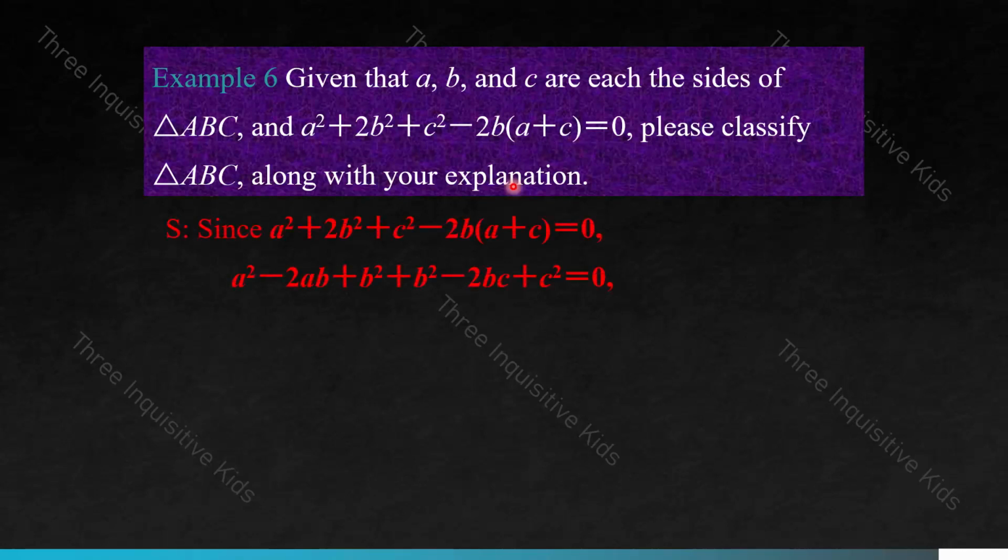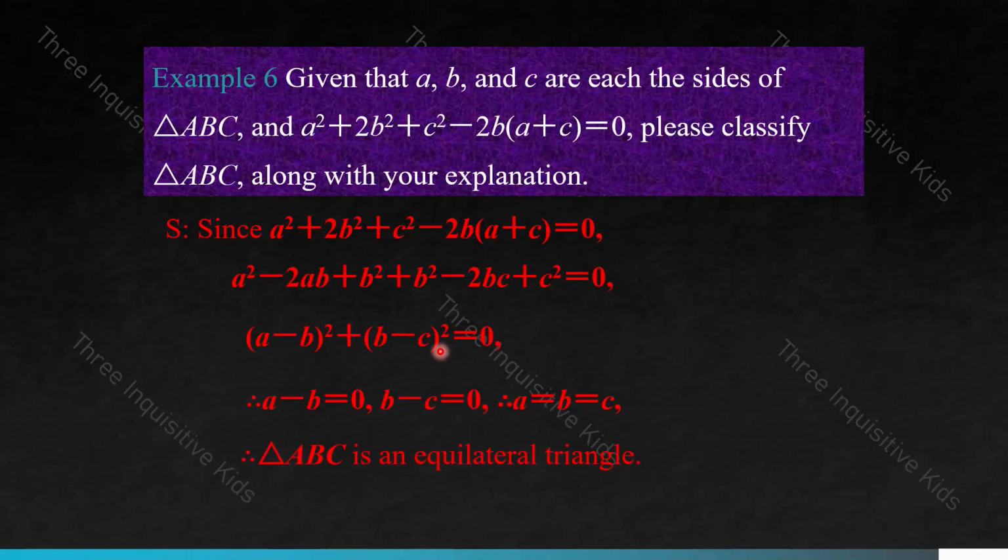Alright, since we are given that this expression is equal to 0, then (a minus b) squared plus (b minus c) squared is equal to 0 after factorization. Therefore, a minus b is equal to 0 and b minus c is equal to 0, so a is equal to b is equal to c. This uses the same logic as the previous problem: if the sum of several non-negative numbers is equal to 0, then each of these non-negative numbers has to be equal to 0 itself. Triangle ABC is an equilateral triangle, since any triangle with all three sides of the same length is called an equilateral triangle.